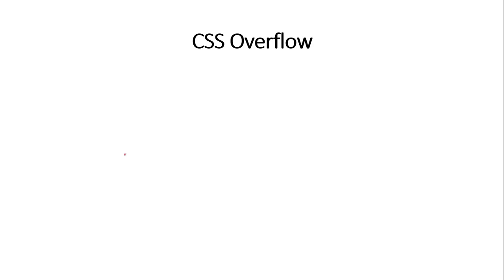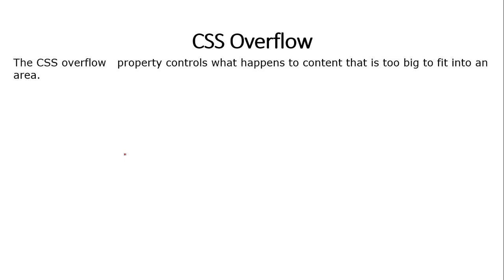Now let's talk about the CSS overflow. At first, let's understand the overflow. The CSS overflow property controls what happens to content that is too big to fit into an area. We can define the specific area of an HTML element by defining its height and width. And if that content does not fit into that defined area, then there will be an overflow.